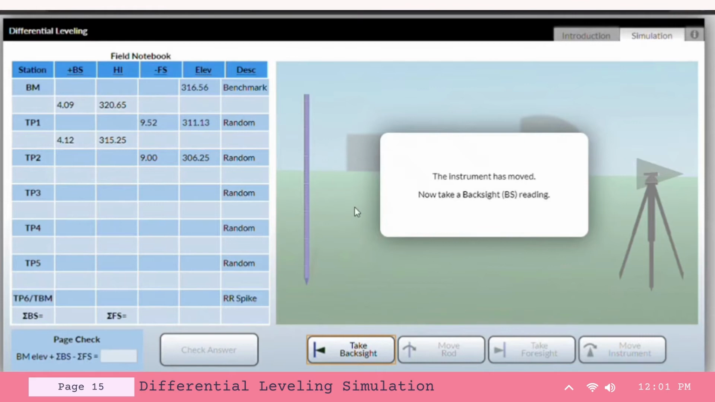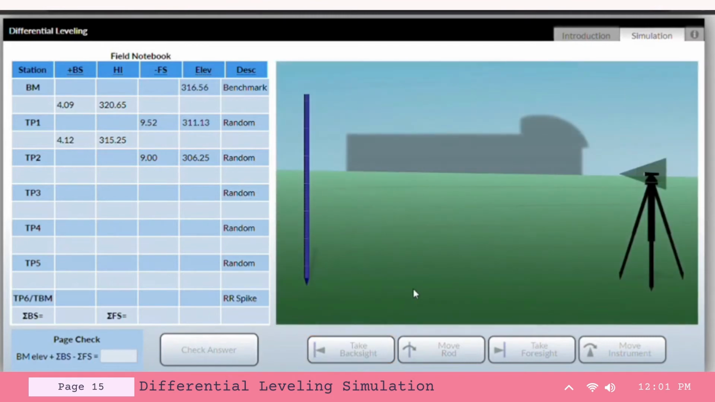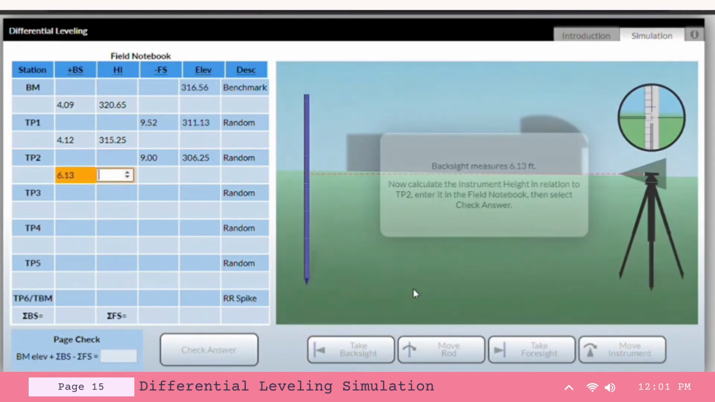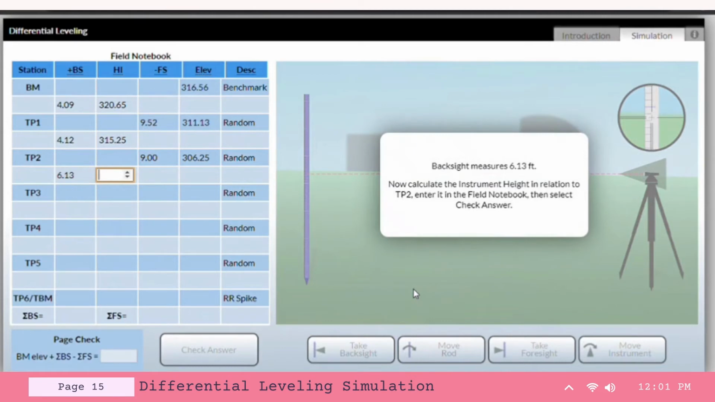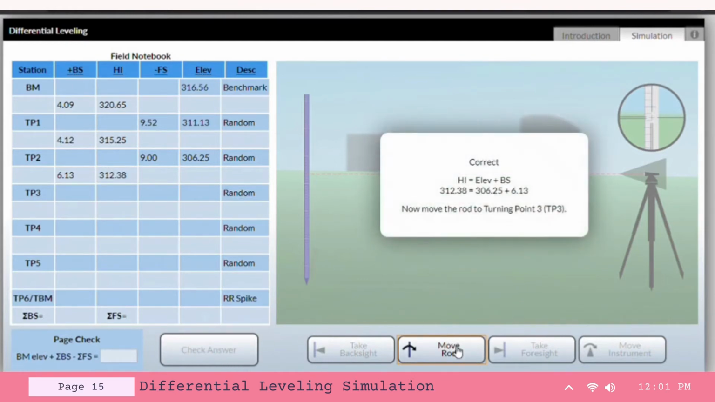Back to the simulation. The instrument has moved. We now take a backsight reading. 6.13 feet. Then we calculate the instrument height by adding 6.13 to the elevation, which is 306.25. So 312.38. Let's check if our answer is right. Correct. We now move the rod.